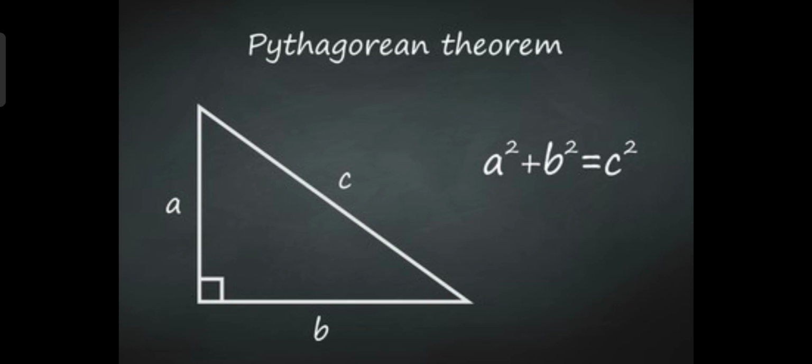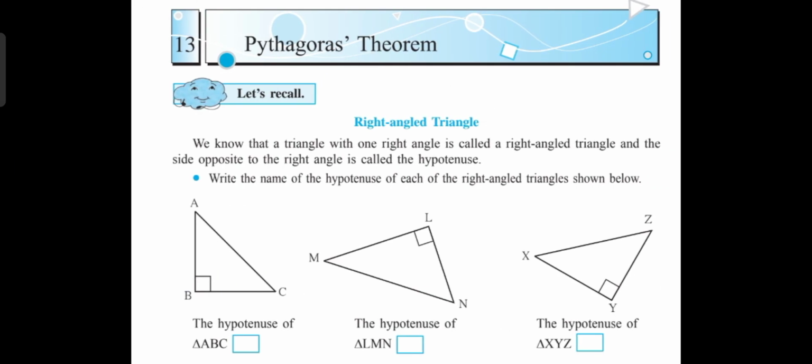Now students, we are on chapter number 13, that is Pythagoras theorem, and we are doing the revision on this chapter. The main important part of this chapter is all about the right angled triangle. This theorem is totally formed on what basis? It is formed on the right angled triangle.